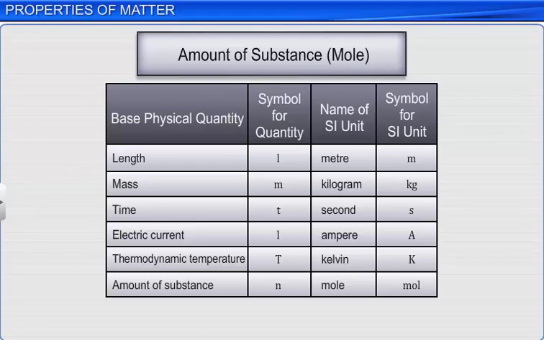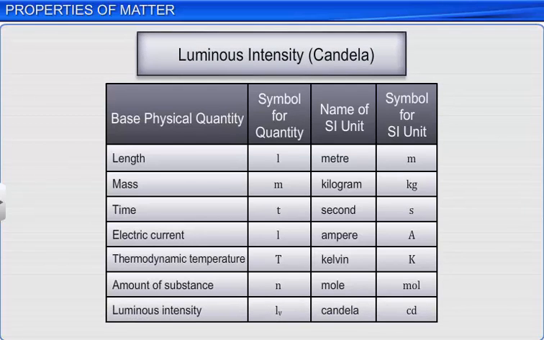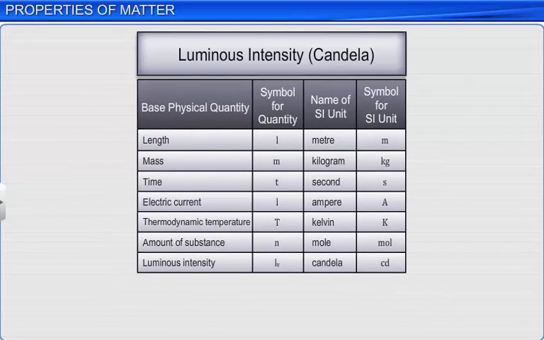The seventh unit of the SI base units is candela. Candela is the luminous intensity in a given direction of a source that emits monochromatic radiation of frequency 540 × 10¹² Hz and has a radiant intensity in that direction of 1/683 watt per steradian.